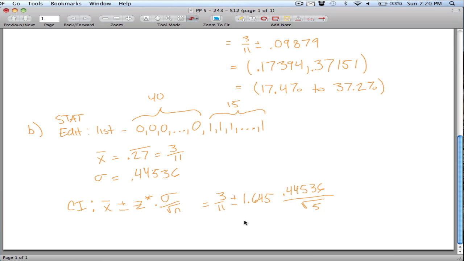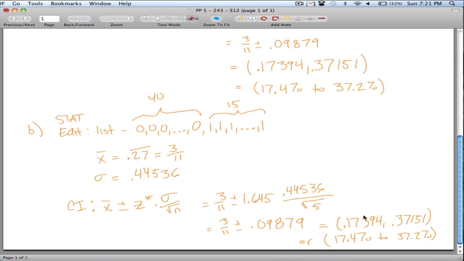And if you do that, what you end up with is exactly what we had up here: 3/11 plus or minus 0.09879, which is equal to 0.17394 all the way up to 0.37151, or 17.4% to 37.2% again.